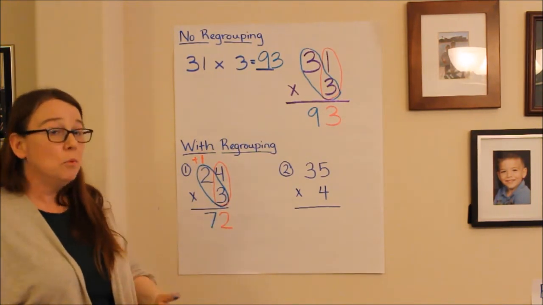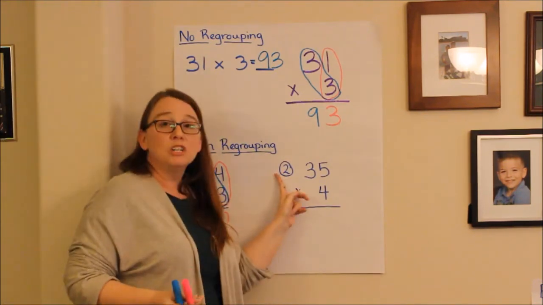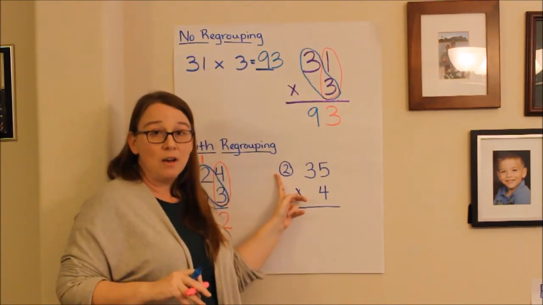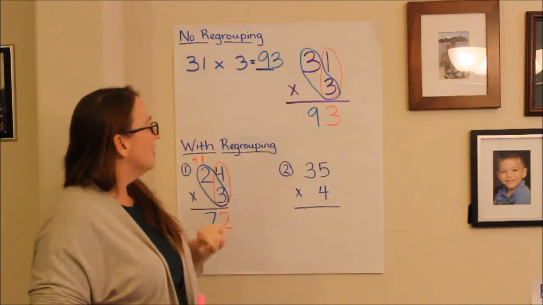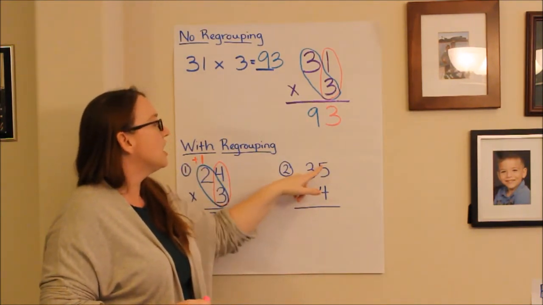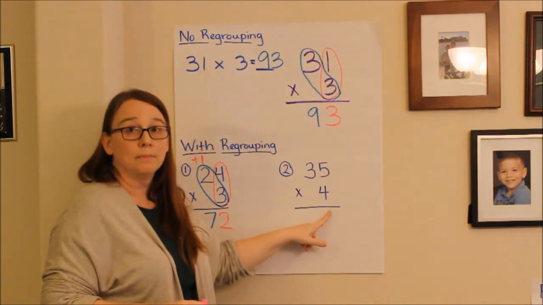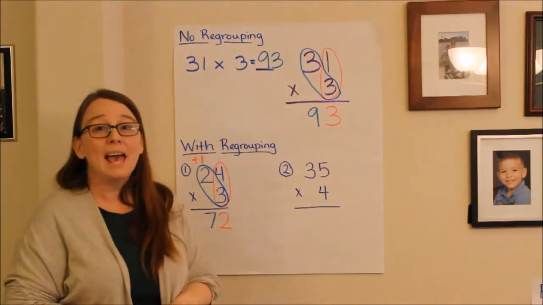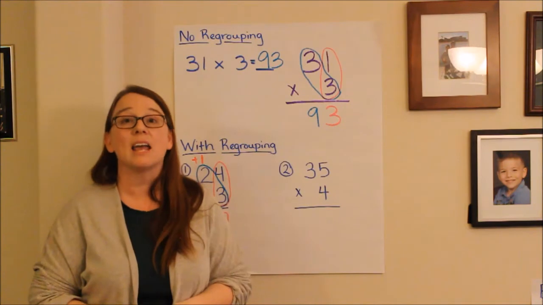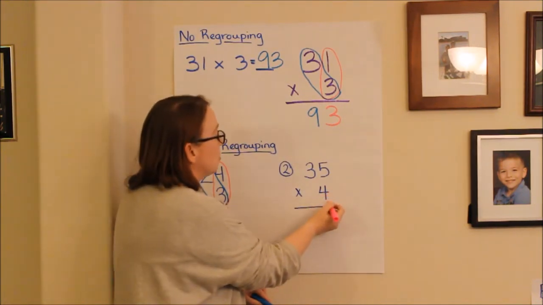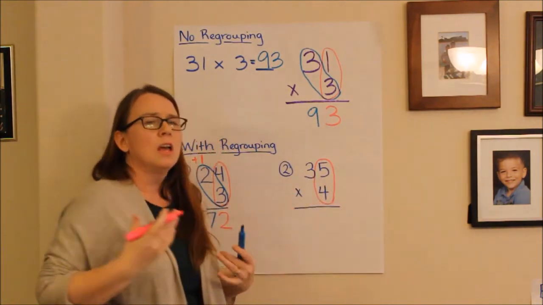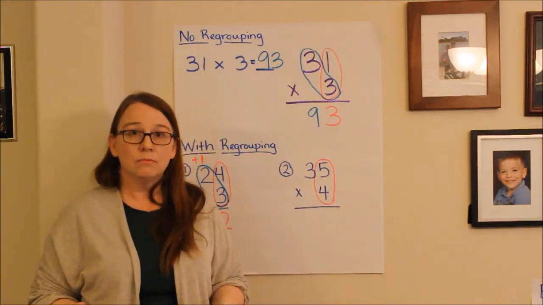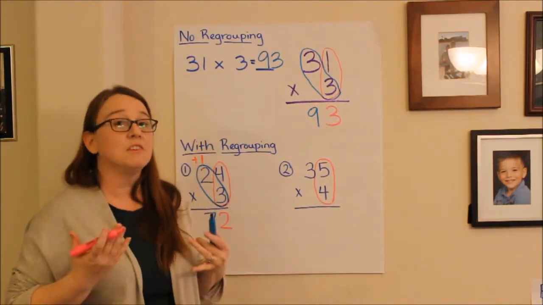Let's look at one more example. If you want to try it yourself, pause the video now. Otherwise, let's continue. Let's say I want to multiply 35 times 4. Well, I'm going to go ahead again and start in my ones place. So I'm going to multiply 4 times 5. And what is 4 times 5? Right, 4 times 5 is 20.